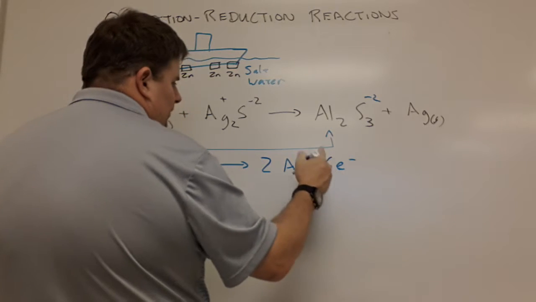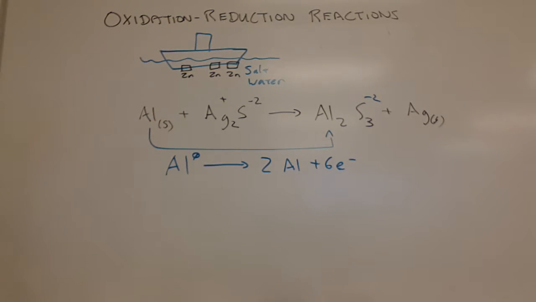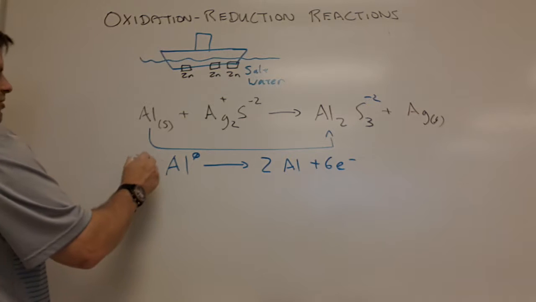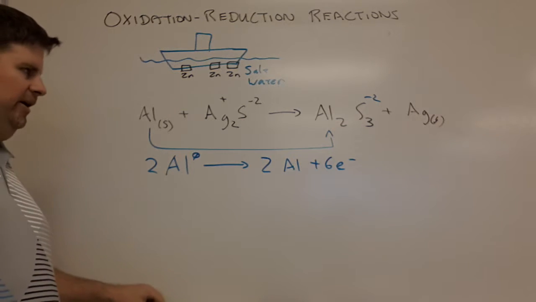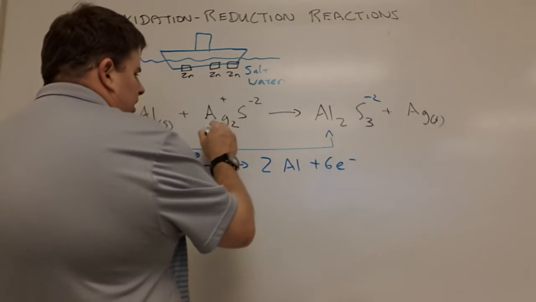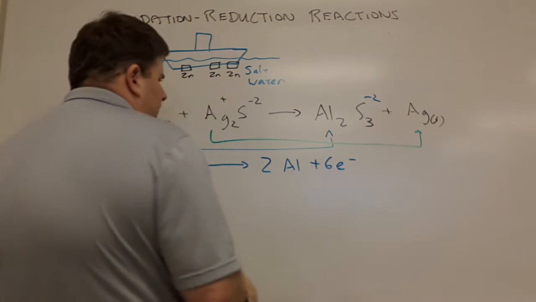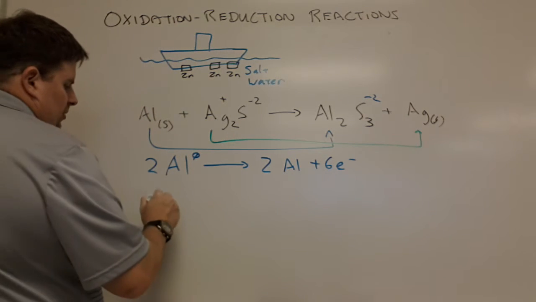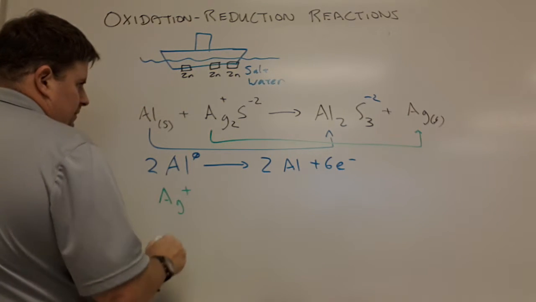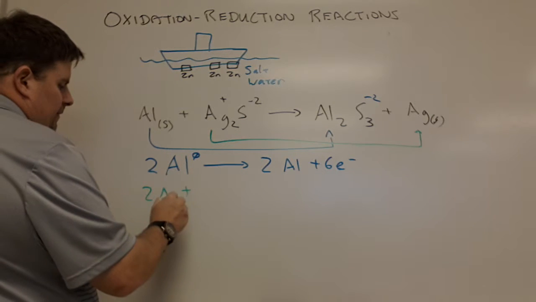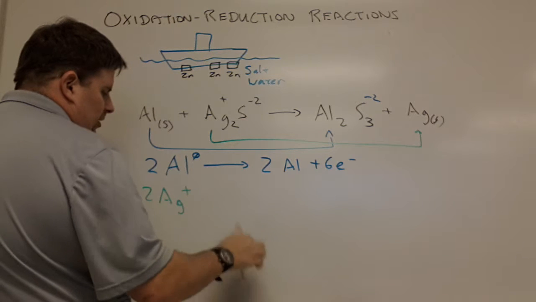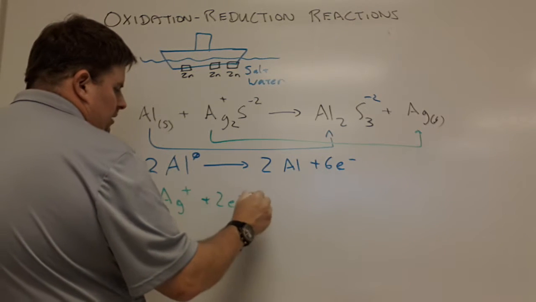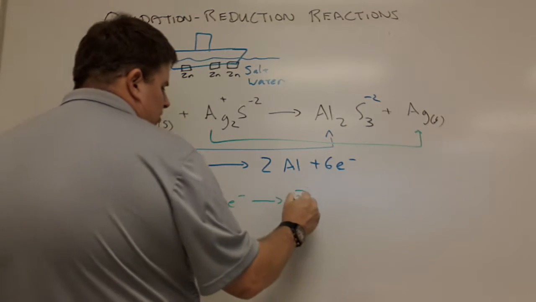So what do I have to do to balance this entire thing in the system? That's right, I've got to put a 2 in front of this aluminum. Now it's a balanced system. What about with the silver? Now we have to balance the silver, the amount of silver that we're getting in this system. So I go from silver plus, I started with 2 of these guys, and I'm going to be adding electrons. So right now I'm adding 2 electrons. And what I'm going to get out is 2 silvers.